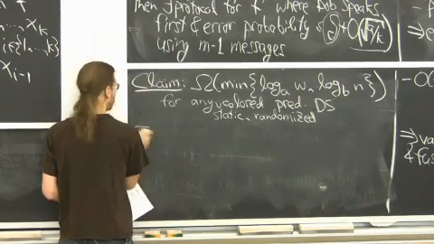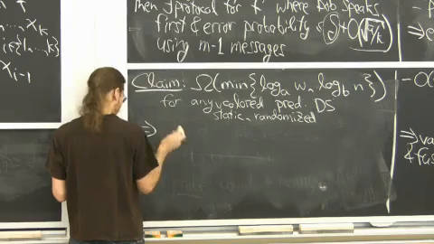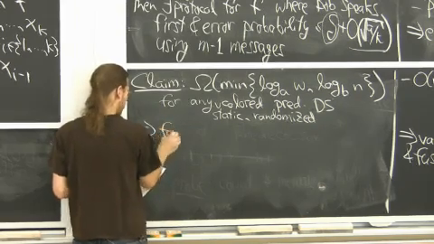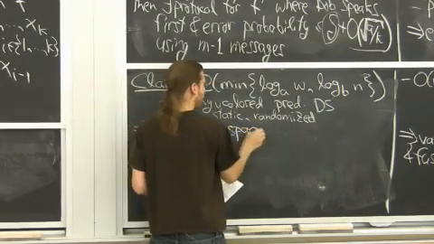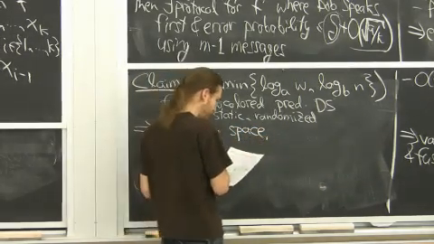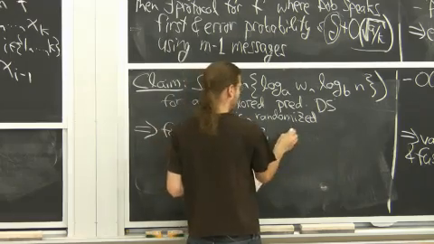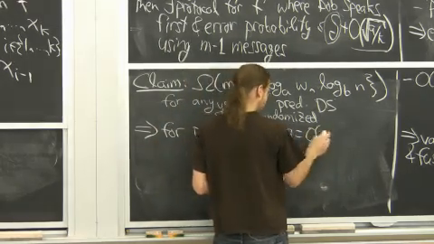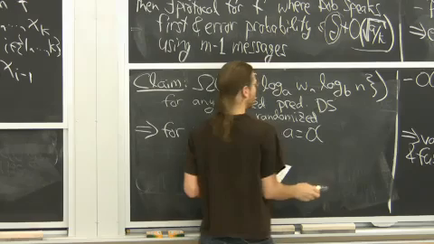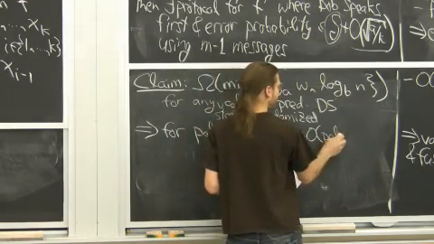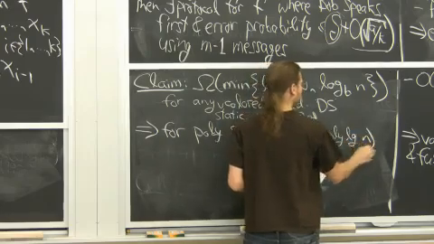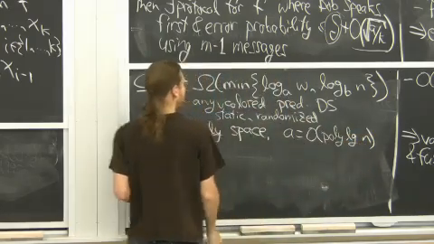Okay, so what this implies for polynomial space, which is the case we care about, for a polynomial space data structure, A is going to be order log n. In fact, we only need A to be polylog n for what I'm about to say to be true.